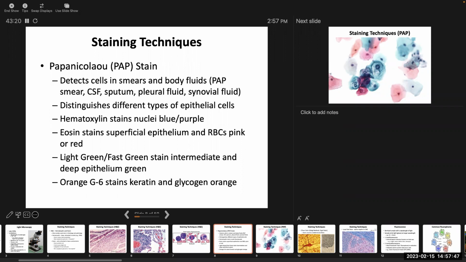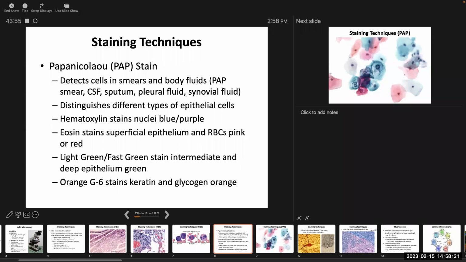It's used to detect the presence of cells themselves, but also to distinguish different kinds of epithelial cells from one another. The Pap stain uses H&E, hematoxylin and eosin. So the hematoxylin still stains the nuclei dark blue or dark purple. The eosin will stain red blood cells red, but any kind of superficial epithelium, so epithelial cells that are close to the surface of an organ, will stain pink. The cytoplasm will stain pink, excuse me.